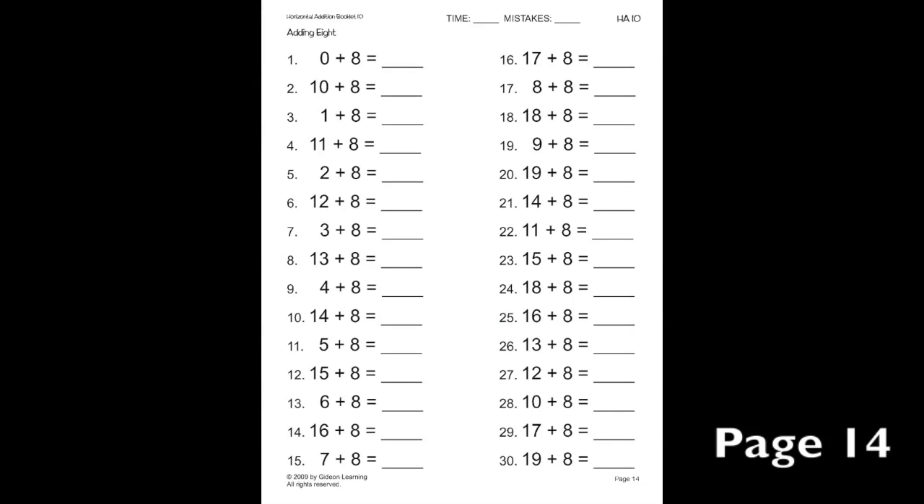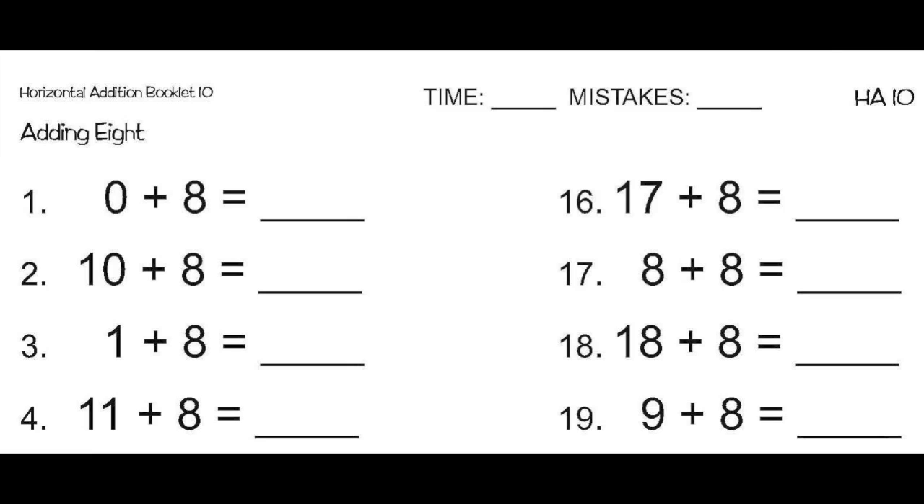Now let's work on adding with double-digit numbers. Let's look at the first 4 problems. The first one is 0 plus 8. Well, 0 plus 8 equals 8. Next is 10 plus 8. Notice that 10 is 10 more than 0. So 10 plus 8 is 10 more than 0 plus 8. So 10 plus 8 equals 18, 10 more than 8.